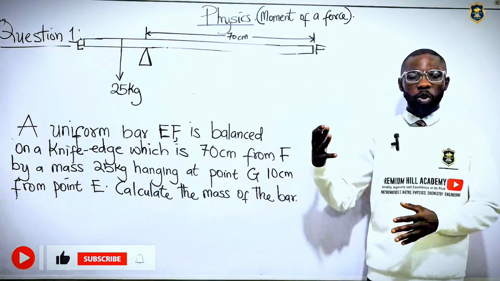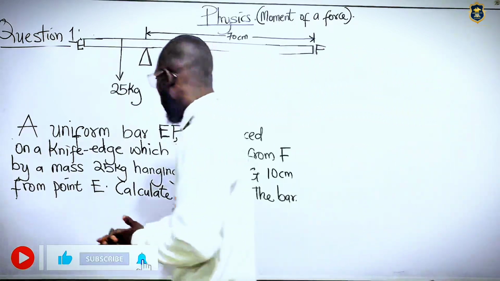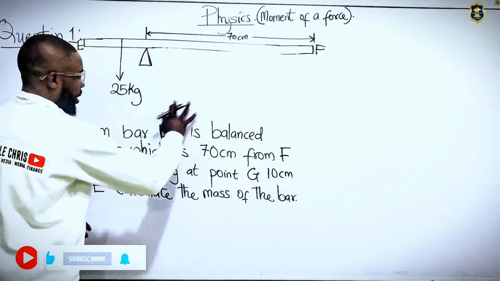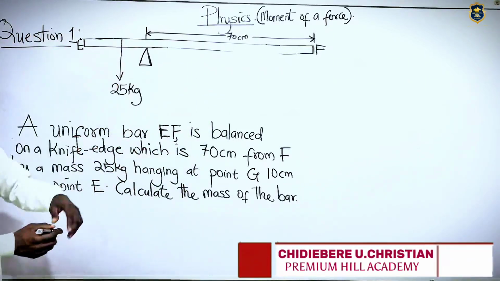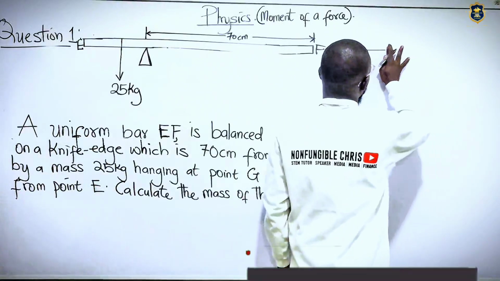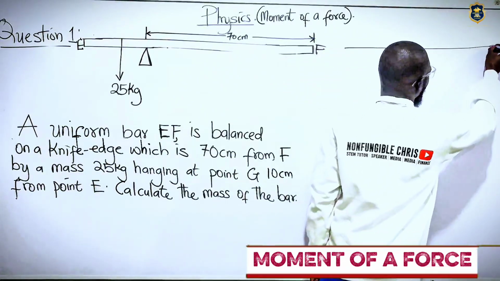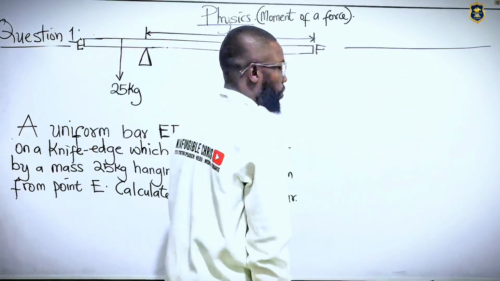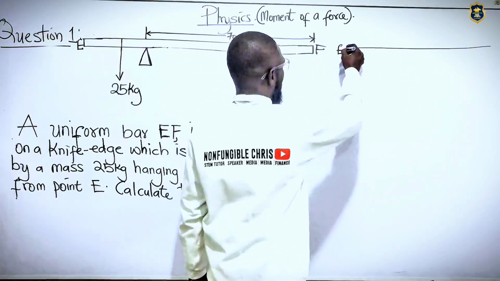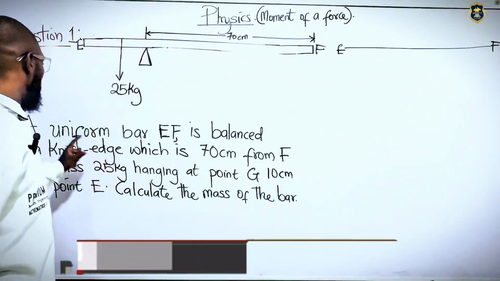Alright guys, on the topic of moment of a force, let's look at question number 1. The question says a uniform bar EF. Now look at the bar EF. So let's draw a free body diagram with the bar. Let's assume mine may not be very straight. It says a uniform bar EF, so this is our E and this is our F. There's the bar, a uniform bar EF.